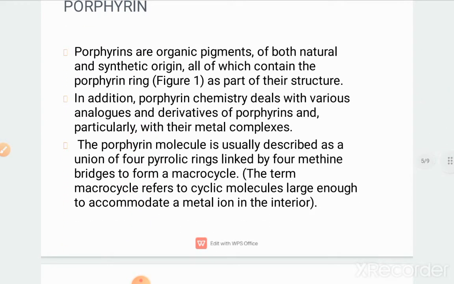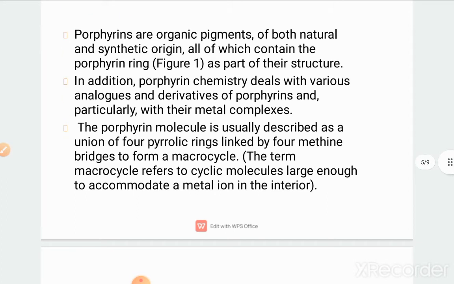So porphyrins are organic pigments of both natural and synthetic origin, all of which contain the porphyrin ring. In addition, porphyrin chemistry deals with various analogues and derivatives of porphyrins, and particularly with their metal complexes. The porphyrin molecule is usually described as a union of four pyrrole rings linked by methine bridges to form a macrocycle.